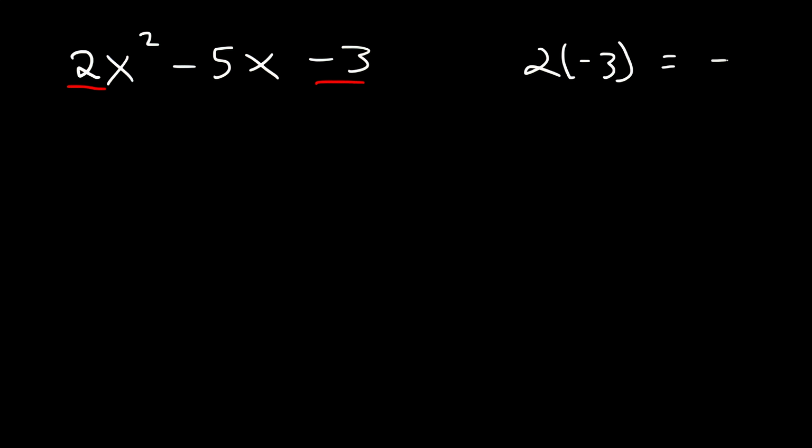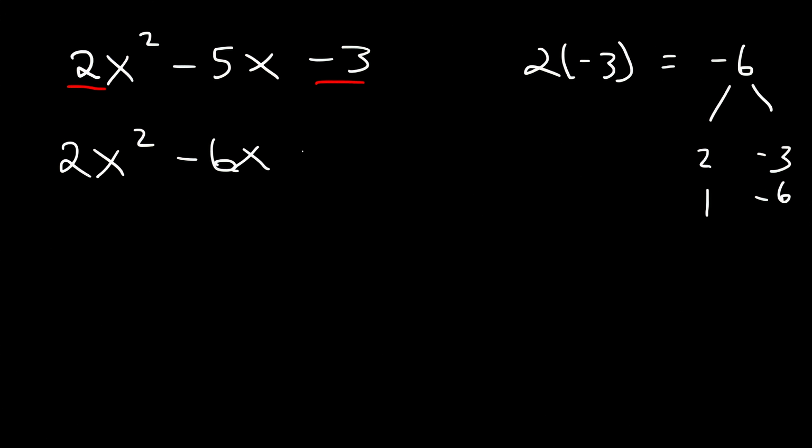Now, what if the leading coefficient is not equal to 1? What should you do? Well, you need to multiply the leading coefficient by the constant term. That is, you want to multiply 2 times negative 3. 2 times negative 3 is negative 6. Next, find two numbers that multiply to negative 6 but add to negative 5. Well, we have 2 and negative 3, and we have 1 and negative 6. But 1 plus negative 6 is negative 5. So what you want to do at this point is replace negative 5x with negative 6x plus 1x, because they add up to negative 5.